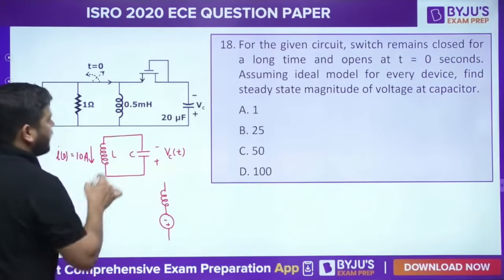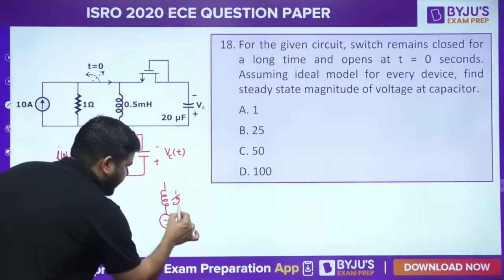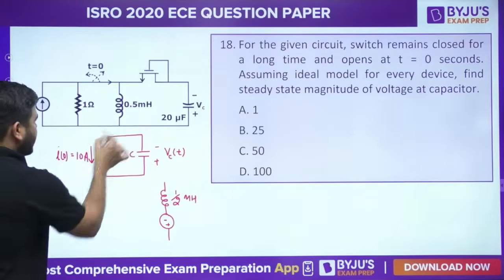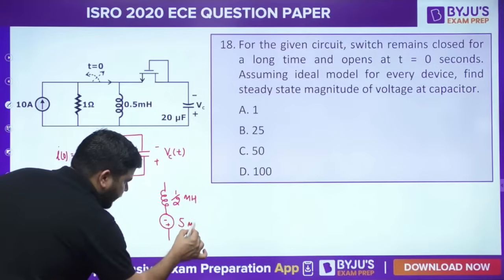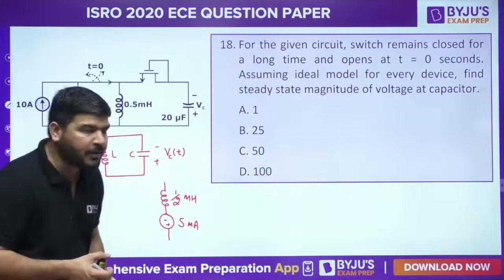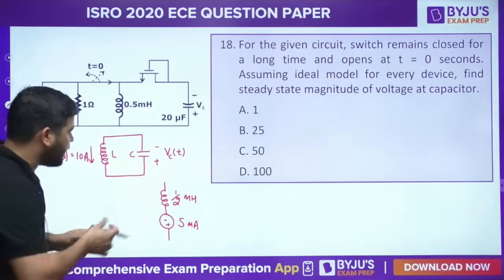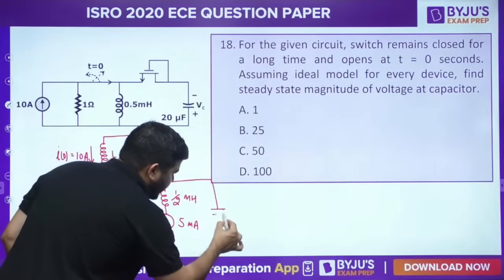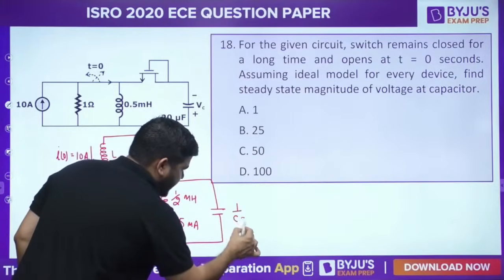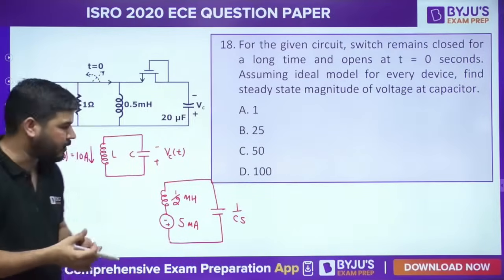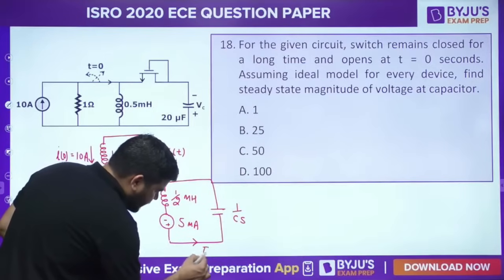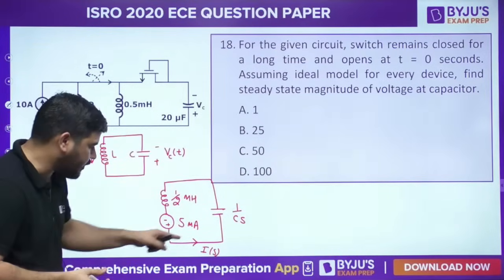So L is half millihenry, and this is L·i0. L is 0.5, I0 is 10, so if I multiply, I will get 5 milliampere. And on this side, you have 1 by CS, where C is 20 microfarad. Anyway, I'll put the value of C later. So first you calculate this current I(s).